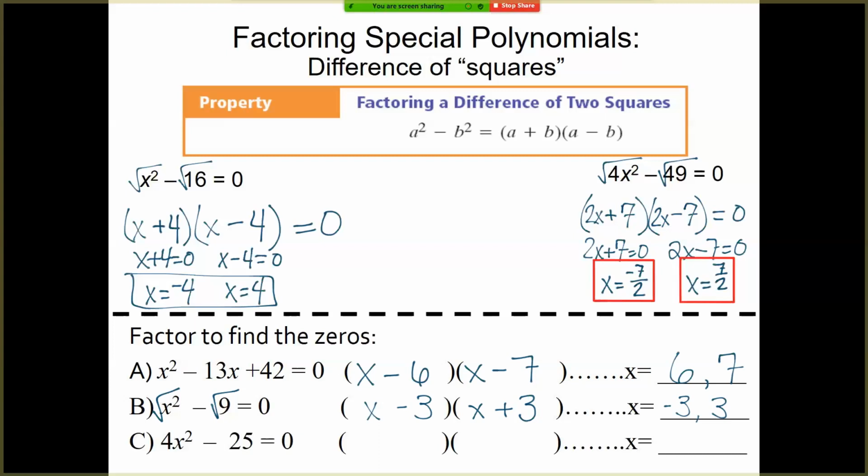The last one down here at the bottom, again, two terms, no greatest common factor, so I'm checking for a difference of squares. In this case, 2x times 2x gives me 4x squared, and 5 times 5 gives me 25. So my factors are 2x plus 5 and 2x minus 5. When I set both of those equal to 0, I get -5 halves and +5 halves.